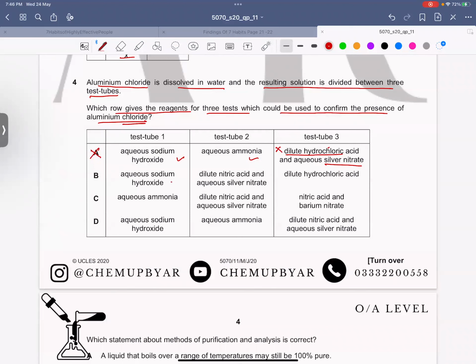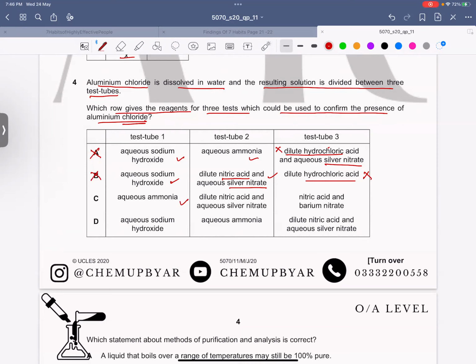Now, add aqueous sodium hydroxide, that can be used to test aluminium ion, that is fine. Dilute nitric acid and then silver nitrate, yes, for chloride ion, that is also fine. But again, hydrochloric acid doesn't give you any test over here because there is no metal or metal carbonate here. So B goes wrong as well.